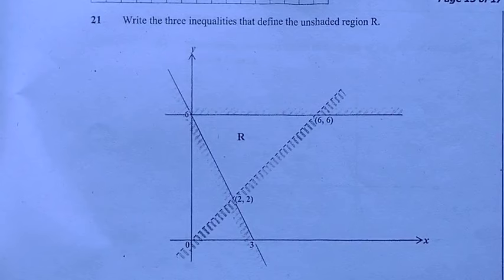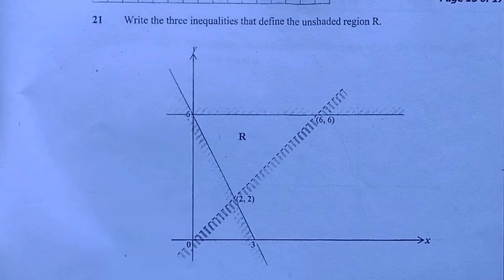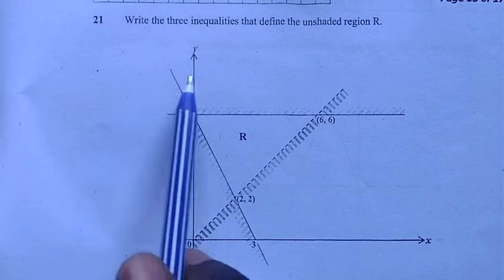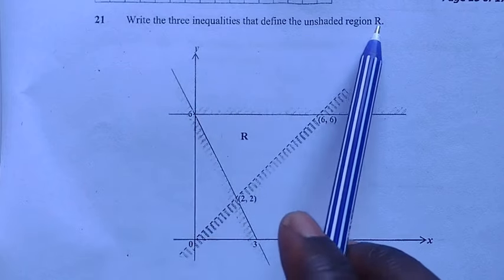So right here with me I've got question 21 and question 22. These are questions that came in mathematics paper 1 for 2023. So let's look at this question. Write three inequalities that define the unshaded region R.